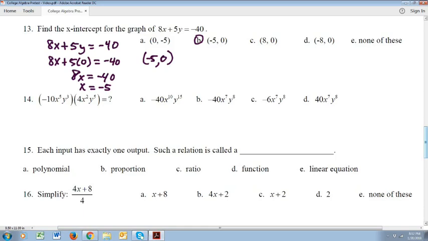On number 14, this is all multiplication. And so I can multiply my numbers, negative 10 and 4. That's the nice thing about multiplication, is you can multiply in whatever order you want. So I want to multiply my numbers first. Negative 10 times 4 is negative 40. So I multiply my numbers first, I get negative 40.